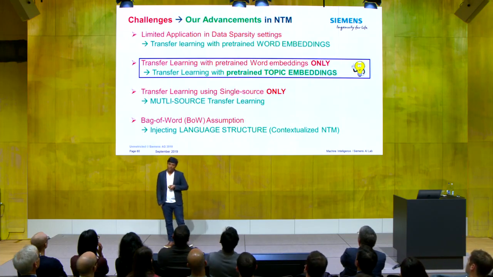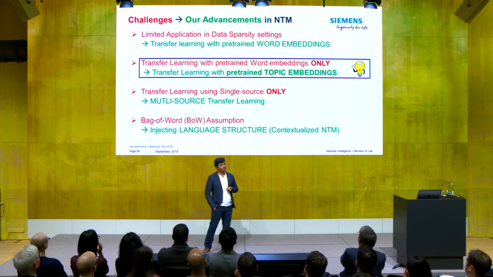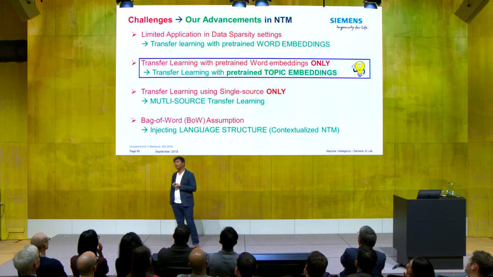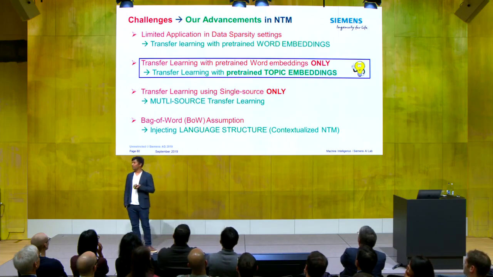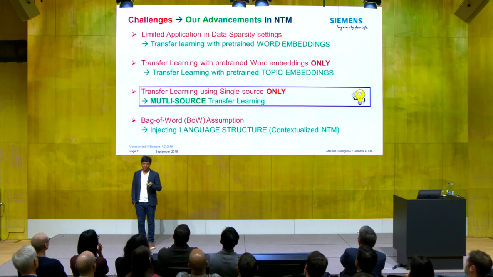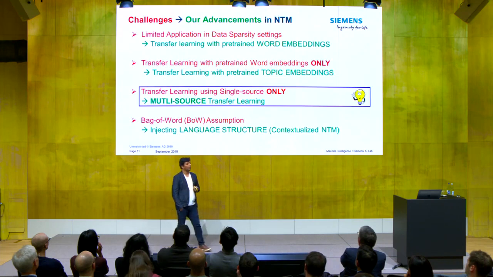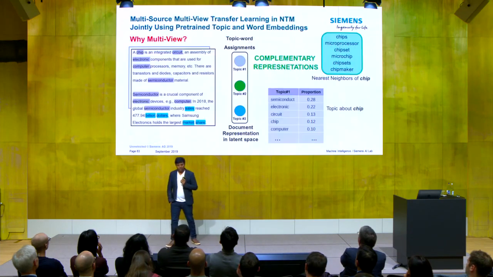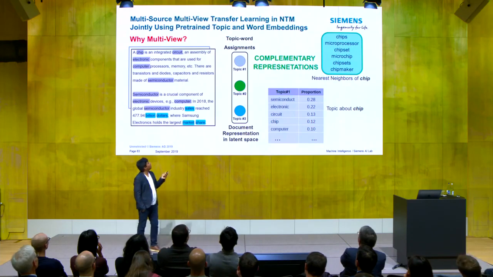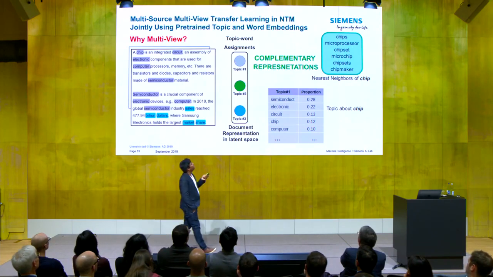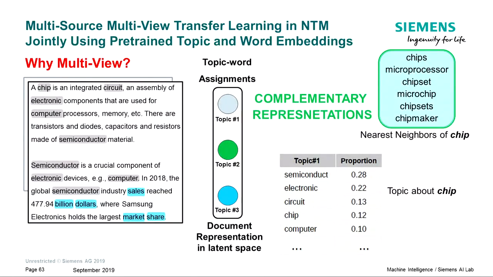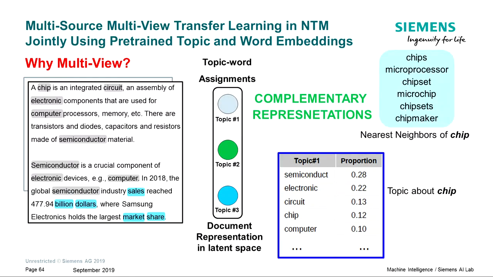Now we saw that we have complementary representation, as you see in the motivation. You could have a word embedding representation, you could have a topic embedding representation. So the idea is why not introduce topic embeddings also in learning topics, and also introduce them from several sources. That's a paper on arXiv these days. So you have, let's say, a representation of chips: microprocessor, chipset, microchip, chipmaker. This is a word embedding representation of chip, and this is a topic representation of chip. You see they are complementary to each other. Why? Because one encodes local semantics and the other encodes global semantics. I mean the second one.